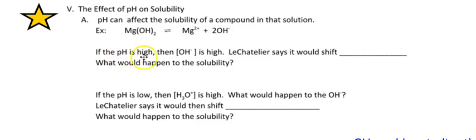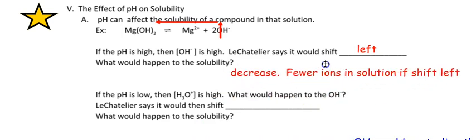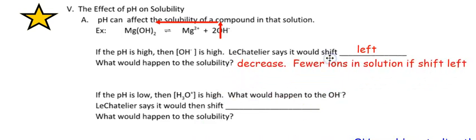So what are we going to do? Well, it says if the pH is high, that means bigger than 7 maybe, then hydroxide is high. And what does that mean? Well, let's look at Le Chatelier. If I have a lot of hydroxide, how will it shift? To the left, isn't it? So it's going to shift to the left, and solubility is going to decrease. Why? You're going to have fewer ions in solution if you shift it left. Solubility goes down. We just did that.